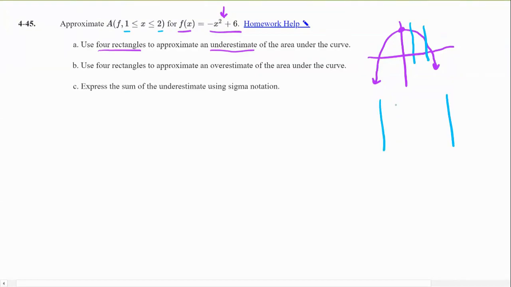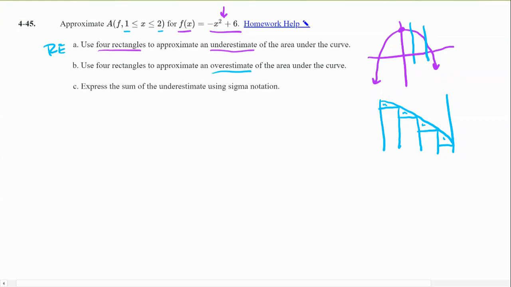If I see something that is decreasing, well then if I want an underestimate, that's going to have to be right endpoint rectangles, because right endpoint rectangles are the ones that give me this extra little space inside the graph there. So this one here is going to be right endpoint.